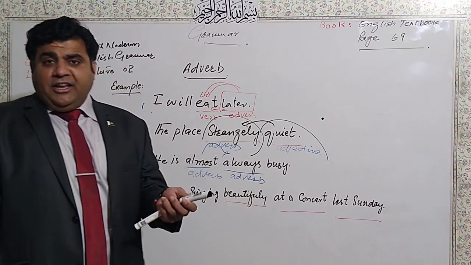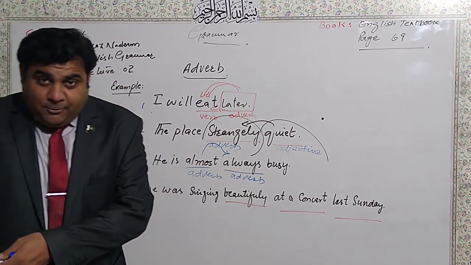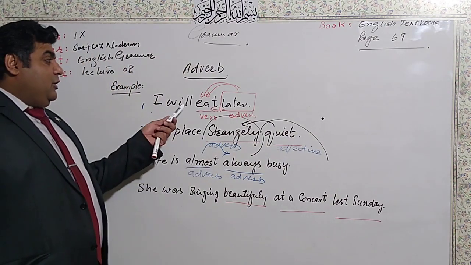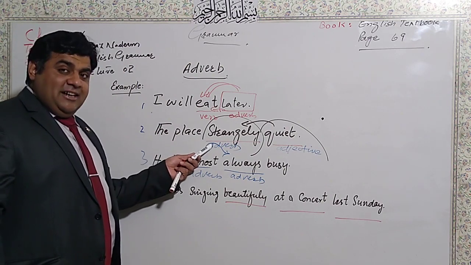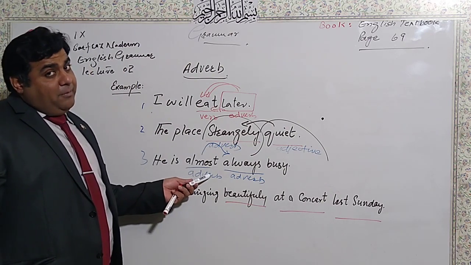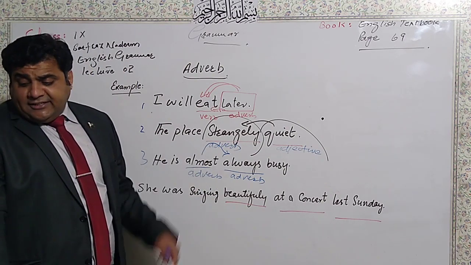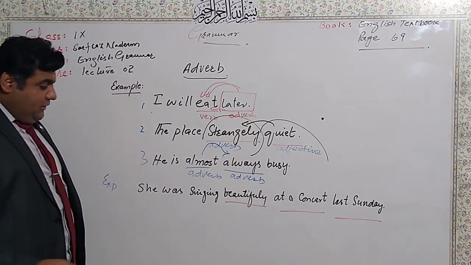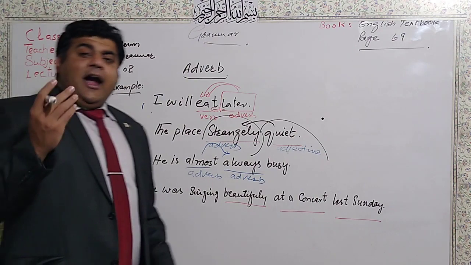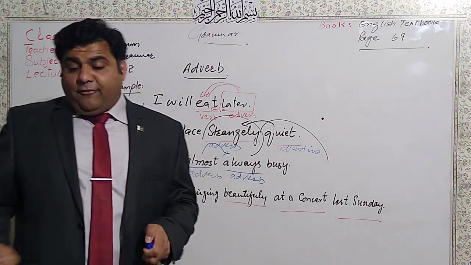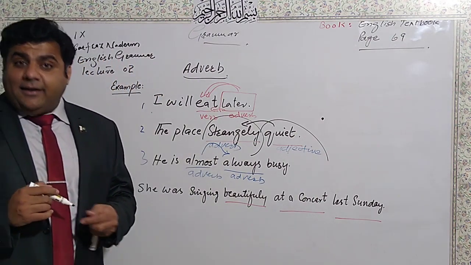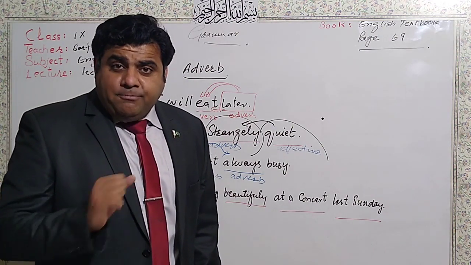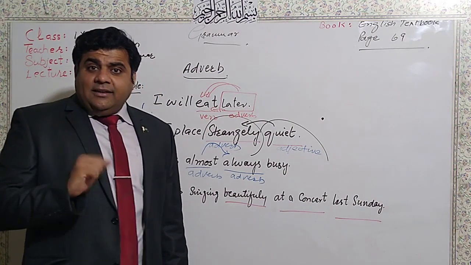So from the definition which is written in our textbook, it is crystal clear that the adverb is a word which modifies a verb, modifies an adjective, and an adverb as well. Hopefully you understand. Second, dear students, you will see an example over here. It is written in your book that we have kinds of adverb. You are well aware of the kinds: adverb of manner, adverb of place, adverb of time, adverb of frequency.